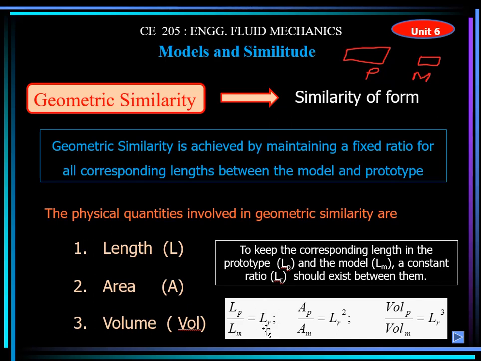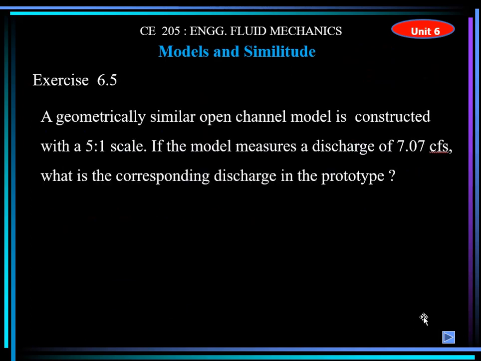I'll say the length ratio should be LP over LM, right? Area ratio should be AP over AM. Volume ratio, prototype over model, should be LR cube. So this ratio between the dimensions should be the same in case of geometric similarity. Let us see the application of geometric similarity by a problem.